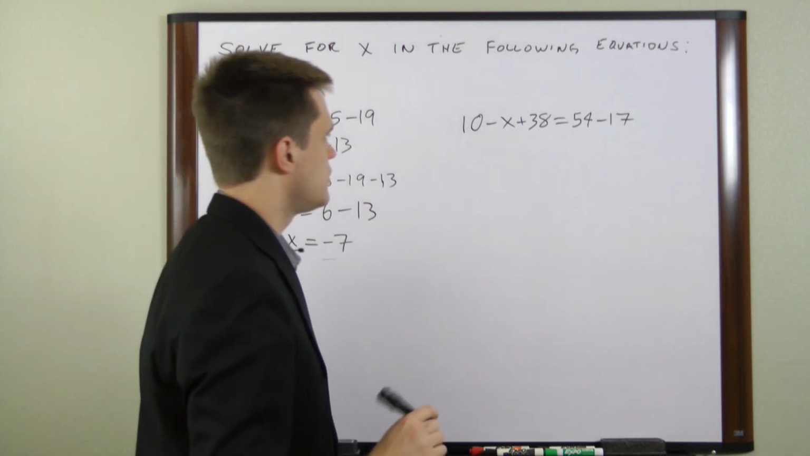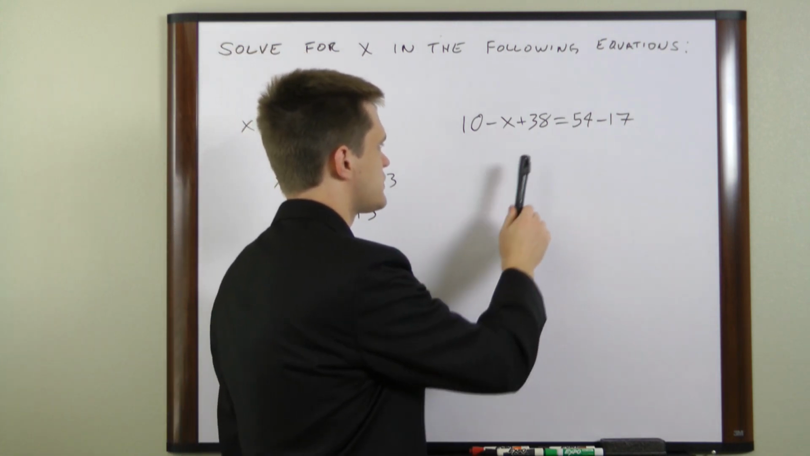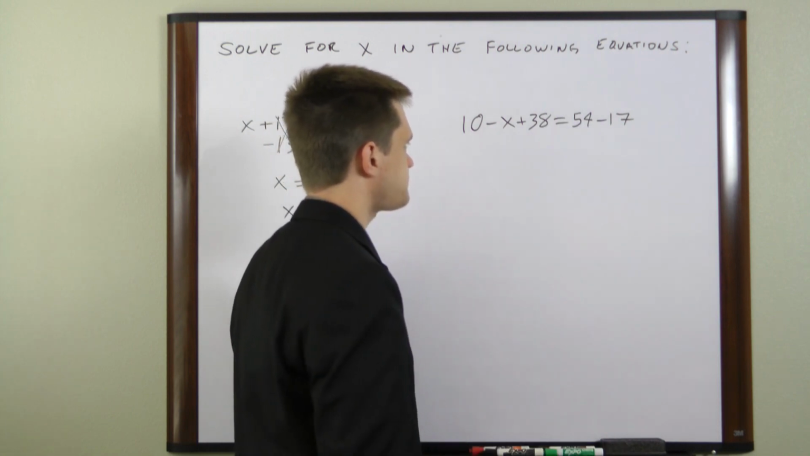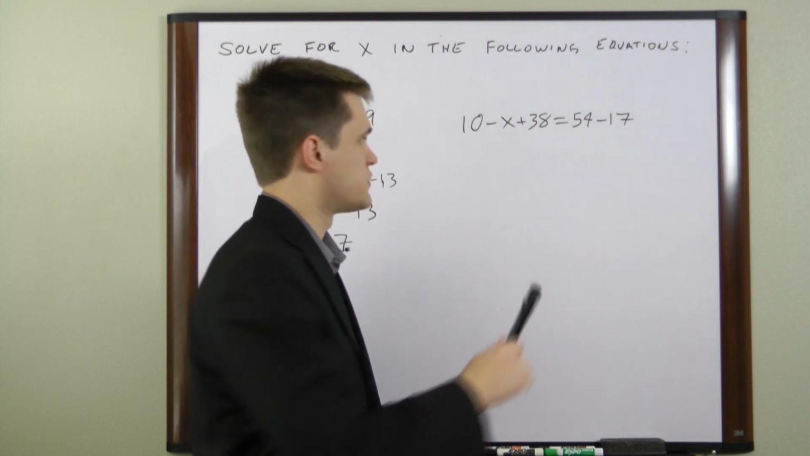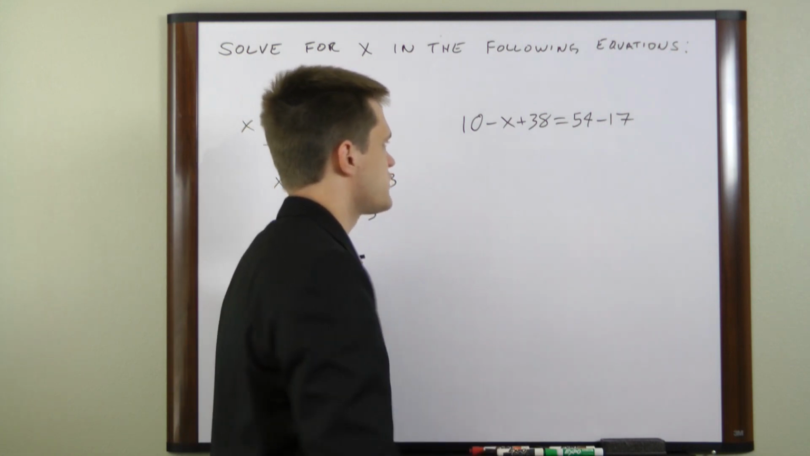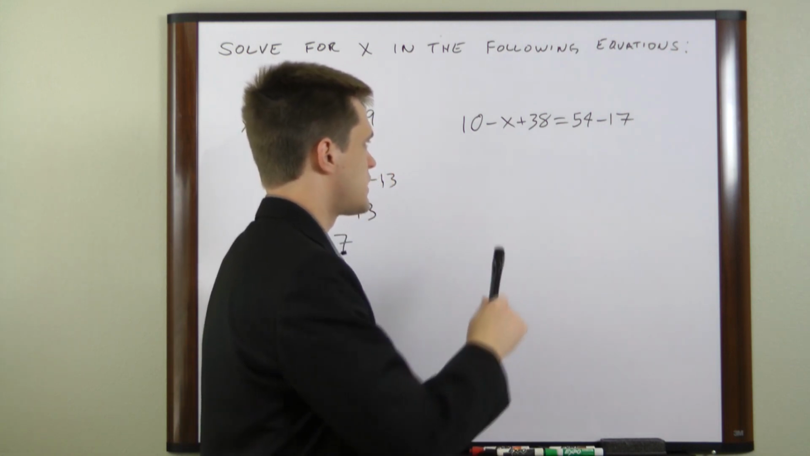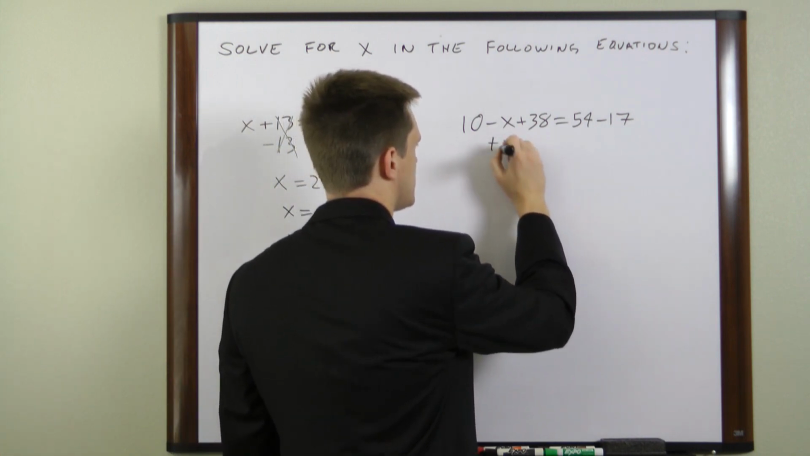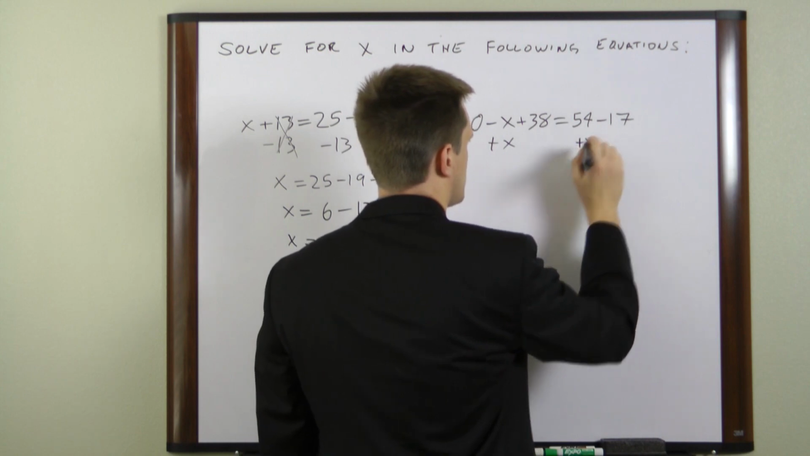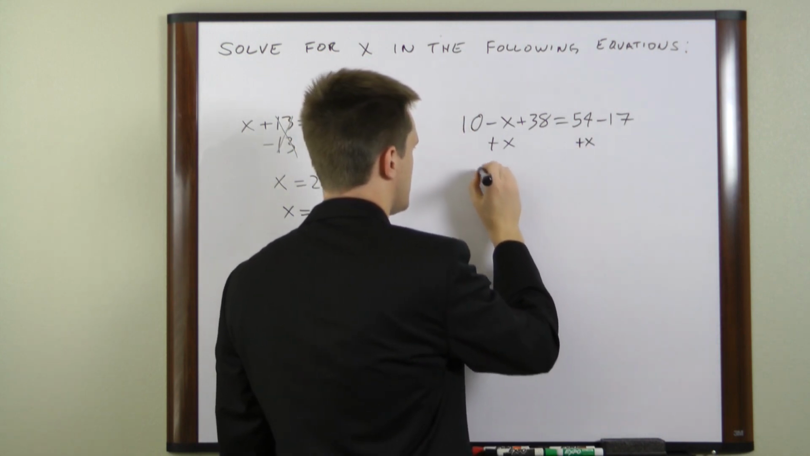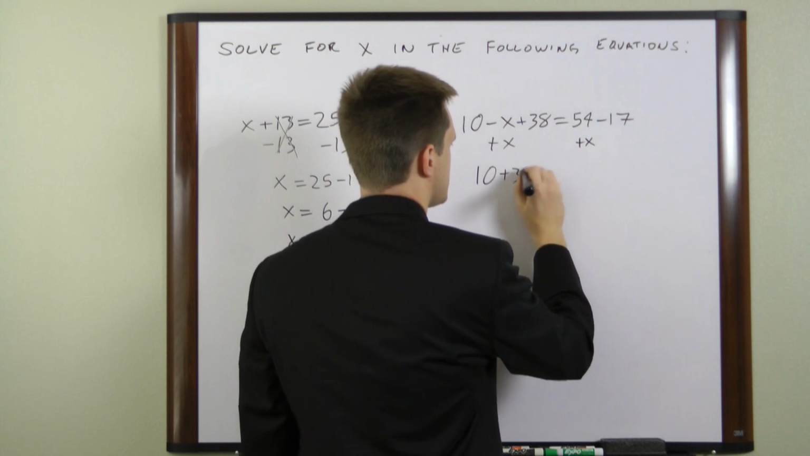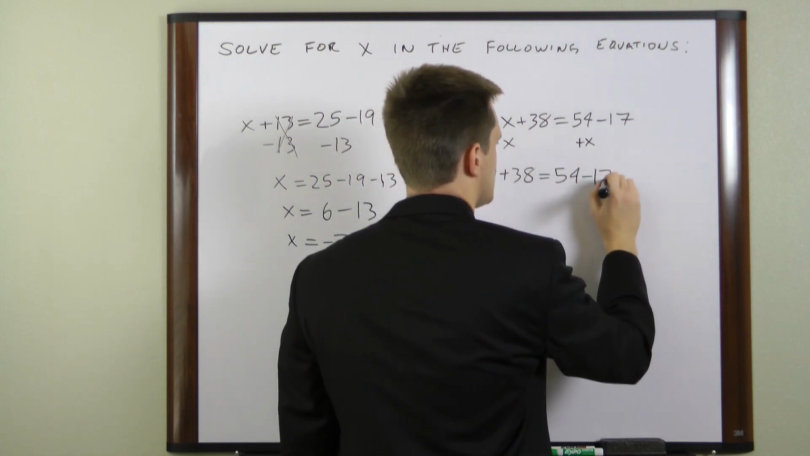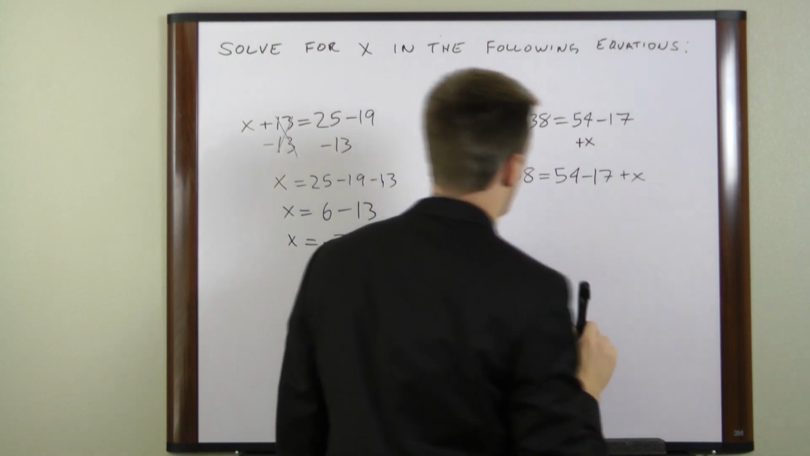In the second example, we have 10 minus x plus 38 equals 54 minus 17. Now, in this equation, we have a negative x. So the first thing we want to do is get x to be positive. So to do that, we can add x to both sides of the equation. And that'll give us 10 plus 38 equals 54 minus 17 plus x.